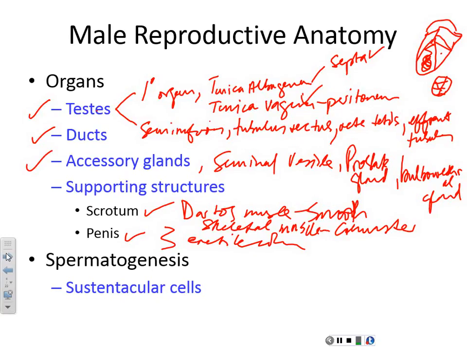Gotta know those steps. Sometimes I may say, can you tell me the steps in spermatogenesis, and you talk about that. And then you say, okay, the sustentacular cells are the ones that are nourishing these cells as they develop. They are also called Sertoli cells, and they produce hormones as well. Sometimes I may say, can you give me the functions of these cells? You talk about how they produce hormones, like the androgens, even estrogen and inhibin.